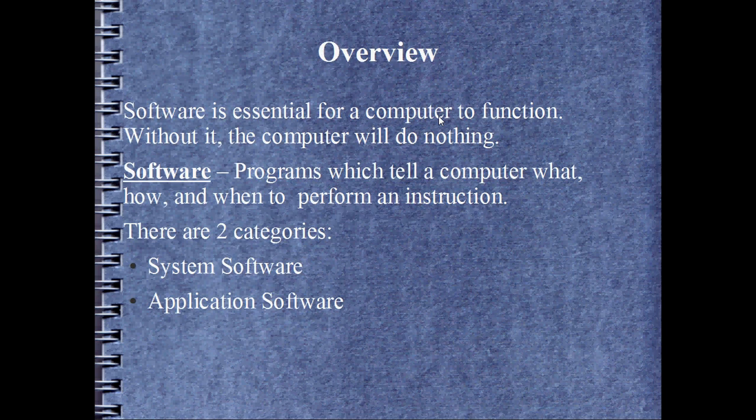Same thing as I said before, you're not going to learn to be an engineer from this. It's just basic understanding. With that said, software is what makes a computer useful. Without it, a computer is just really a huge paperweight. Software is just programs telling a computer what to do. There are two categories of software, and that's system software and application software.